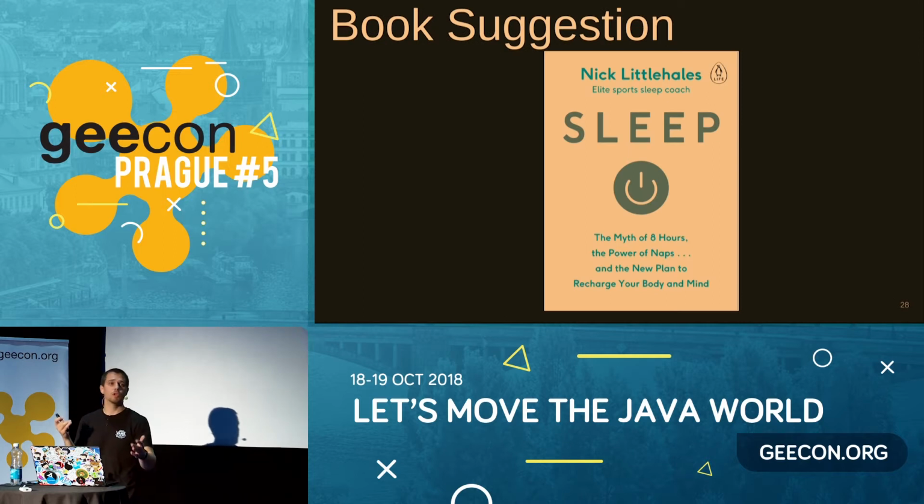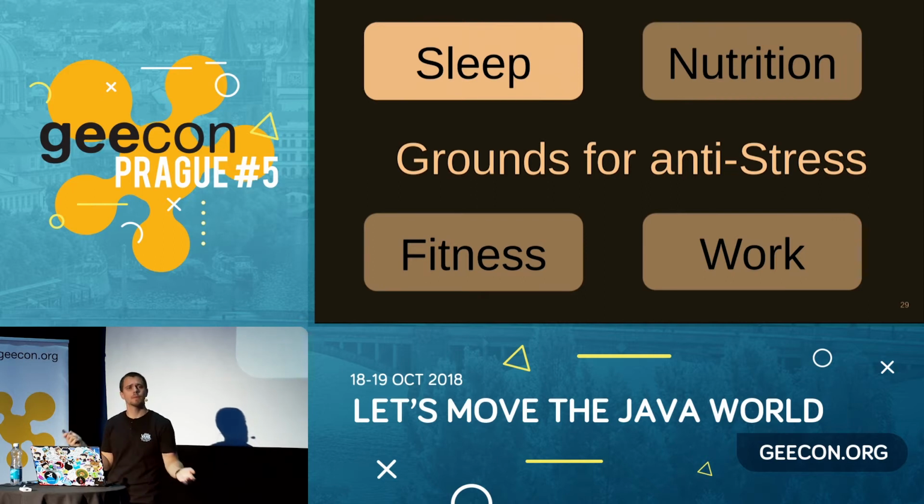So, if you need more suggestions and steps on how to make your sleep better, there is this book by the sleep coach who's been training, I believe, Manchester United and the UK cycling team, and many other sports athletes. Nick Littlehales, I believe his name. Great book on sleep and how to sleep. So, sleep is out of the way.